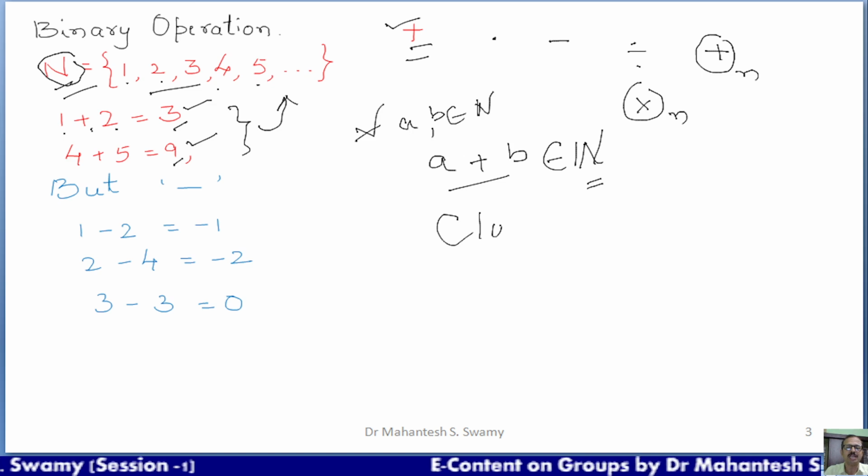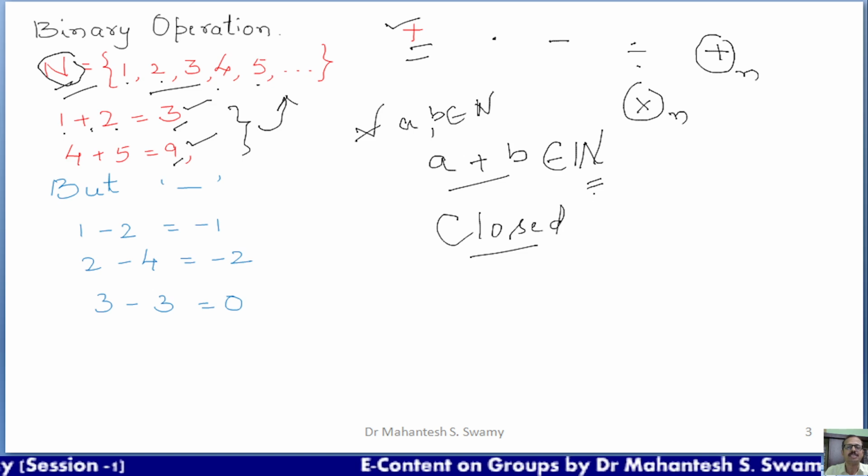So we say that the set is closed under that given binary operation. And we also say that the closure law is satisfied by this N. We say closure law, if this property is satisfied, then we say that the closure law is satisfied.